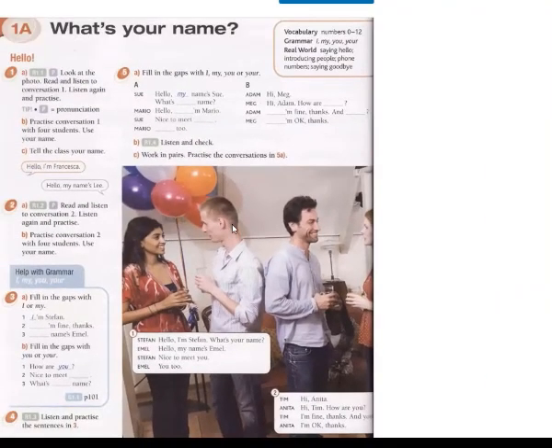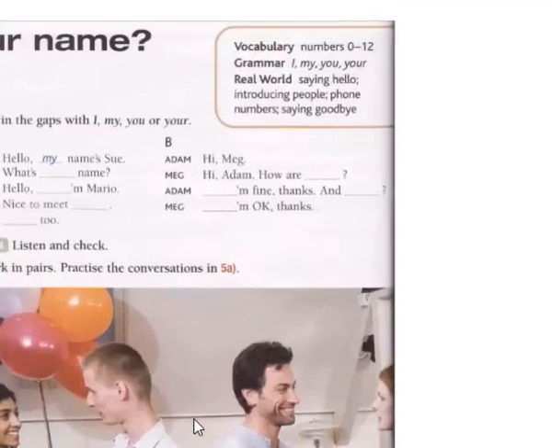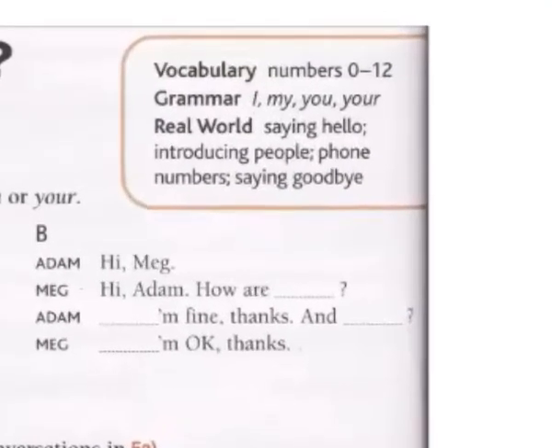Okay. Now, what is the difference between I and you? I know that I points to myself. When I speak about myself, I am the speaker. So when do we use you? I use you when I point to the person I'm talking to.